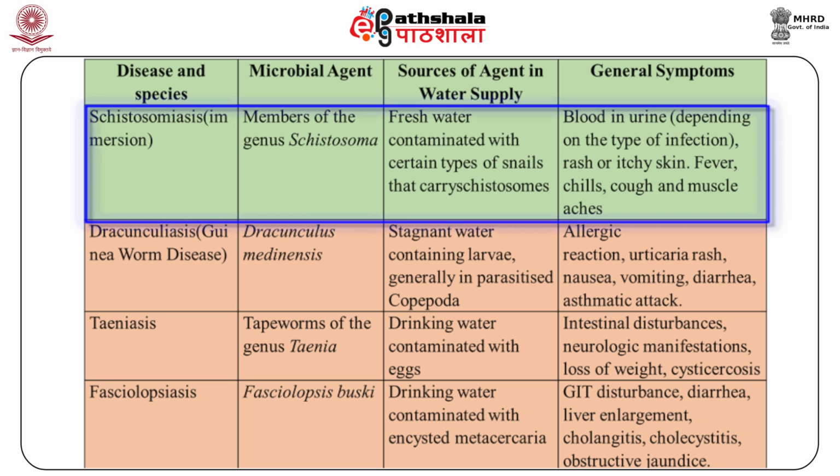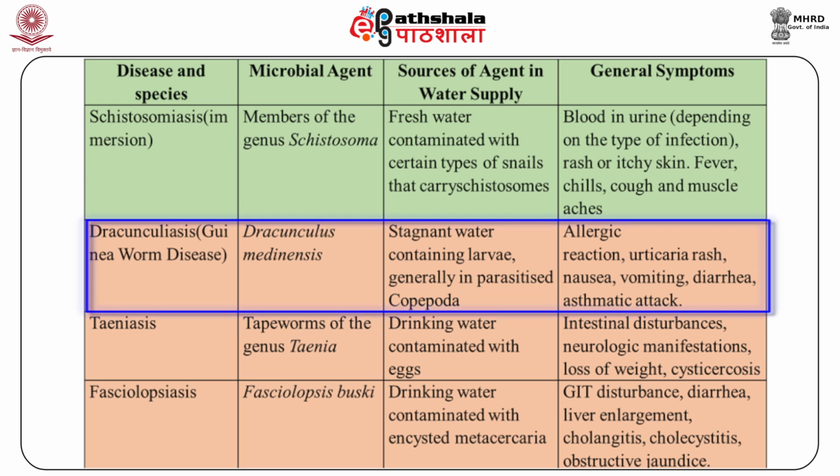The first one is immersion, or schistosomiasis, and it is caused by members of the genus Schistosoma. The sources are freshwater contaminated with certain types of snails that carry schistosomes. The general symptoms are blood in the urine, depending on the type of infection, rash or itchy skin, fever, chills, cough and muscle aches.